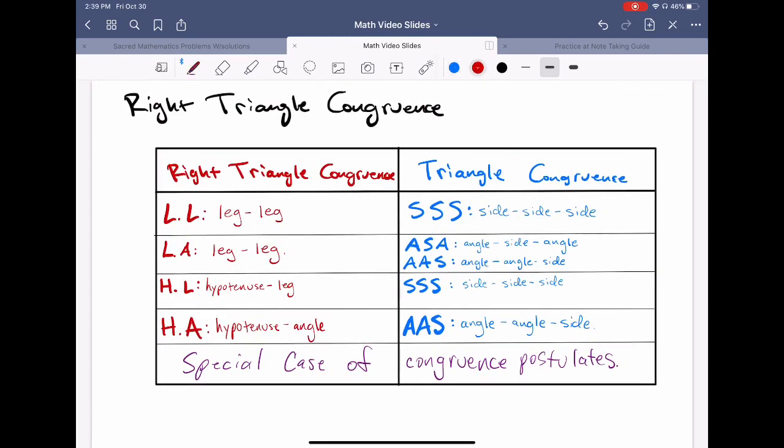So here's a little table. We got our right triangle congruences here on the left side, and we have our more general triangle congruences. So leg is a special case of side. Leg angle, oops, sometimes we just make small mistakes. Let's fix that. We got leg angle. That's a special case of either angle, side, angle, or angle, side, depending on which leg is marked congruent. We have hypotenuse leg, which is a special case of side again. And we have hypotenuse angle, which is a special case of angle, side. So these are special cases of congruence postulates for right triangles.